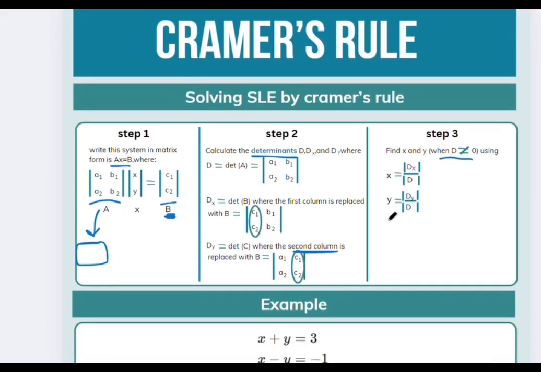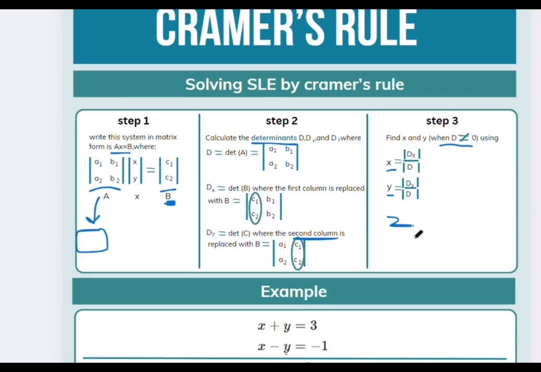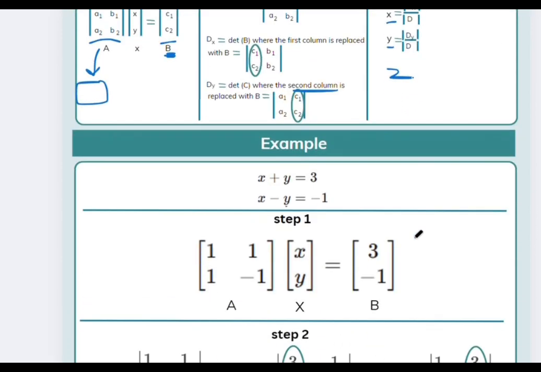So this is just a formula. If there is a 3 by 3 matrix, we need to construct Dx, Dy, and Dz, and the formula will give x, y, and z for 3 by 3. So here comes the example. In this example, we have two equations, x plus y equals 3 and x minus y equals -1.